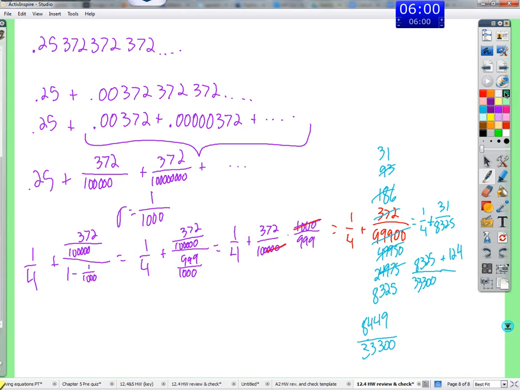So the idea here is, if we have a repeating piece, let's break that off from the piece that's not repeating. Add that on at the end.